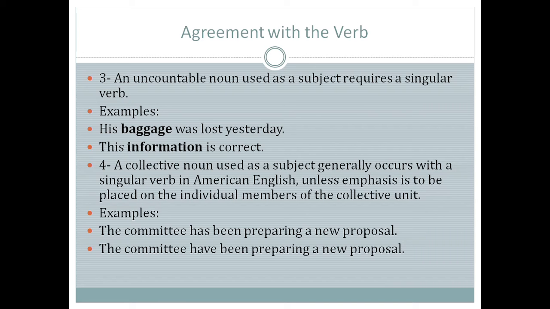So, the rule says that collective nouns take a singular verb. But there is an exception here: unless emphasis is to be placed on the individual members of the collective unit. When the emphasis is placed on the individual members, in this case, collective nouns take a plural verb. So we can say the committee has been preparing a new proposal, and we can say the committee have been preparing a new proposal.